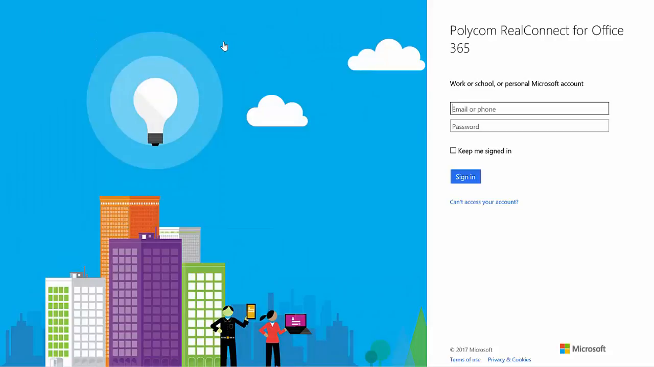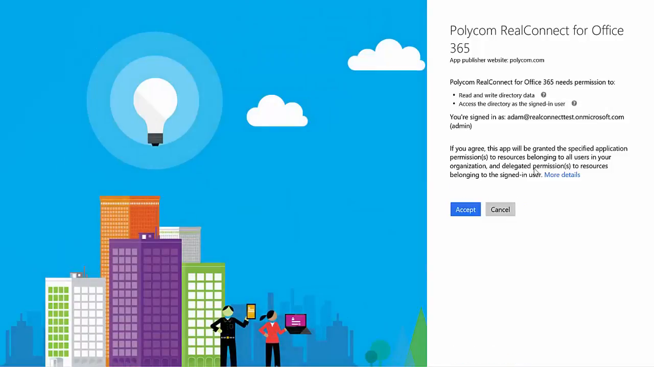After clicking this link, it's going to ask me to sign in with my global administrator access rights for the Office 365 portal for that admin. So I'm going to sign in here, putting in my admin credentials, and then it's going to prompt me for access rights.